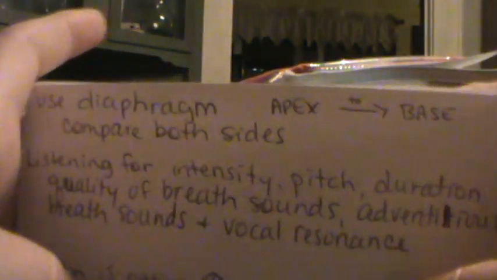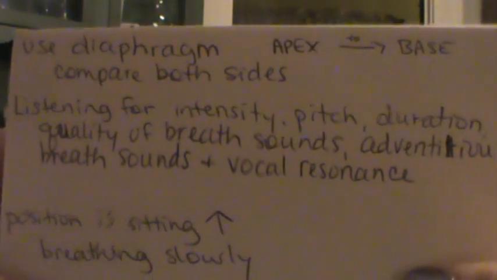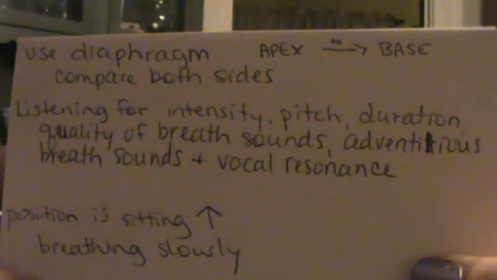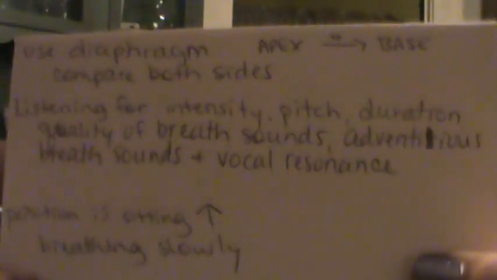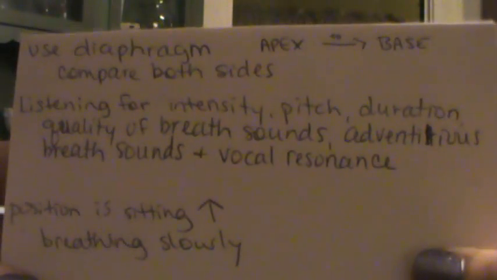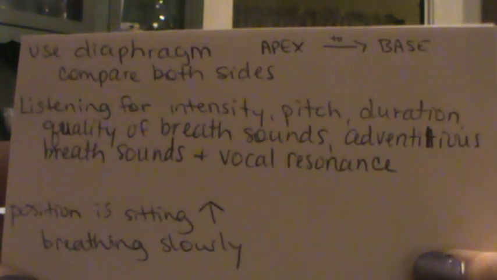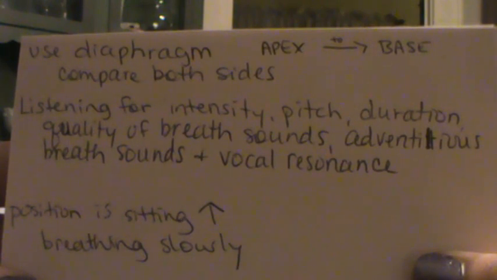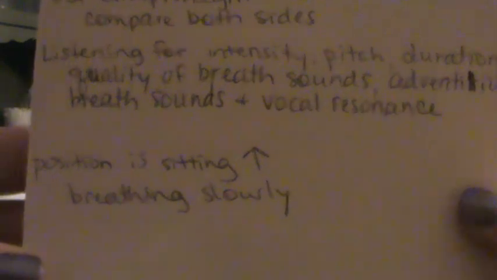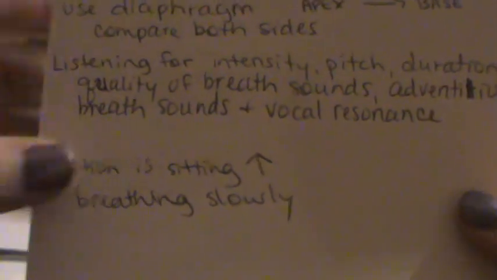Okay, so when you are auscultating your respiratory system, what are you looking for? First of all, we're going to use the diaphragm. We're going to go from the apex to the base of the lungs and compare the sides to each other. We're listening for intensity, pitch, duration, quality of breath sounds, adventitious breath sounds, and vocal resonance. The patient should be sitting up and breathing slowly.